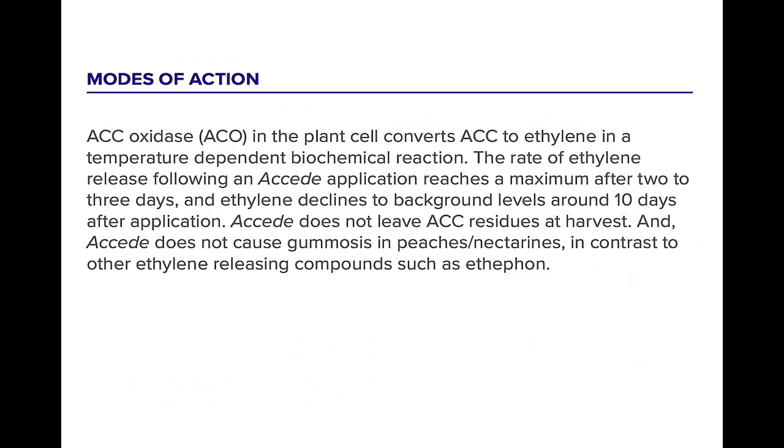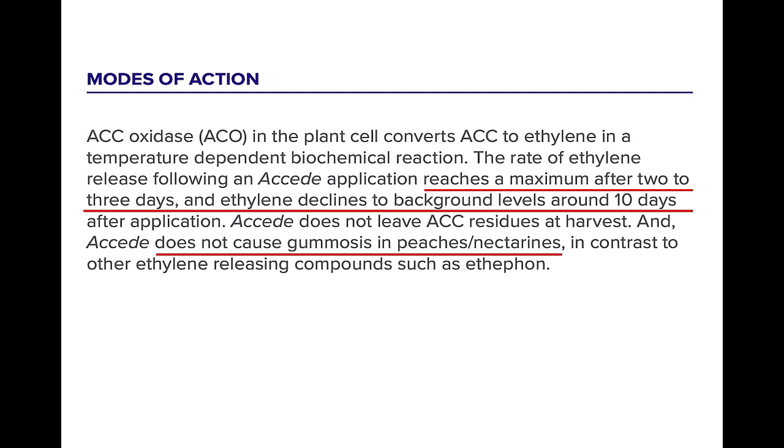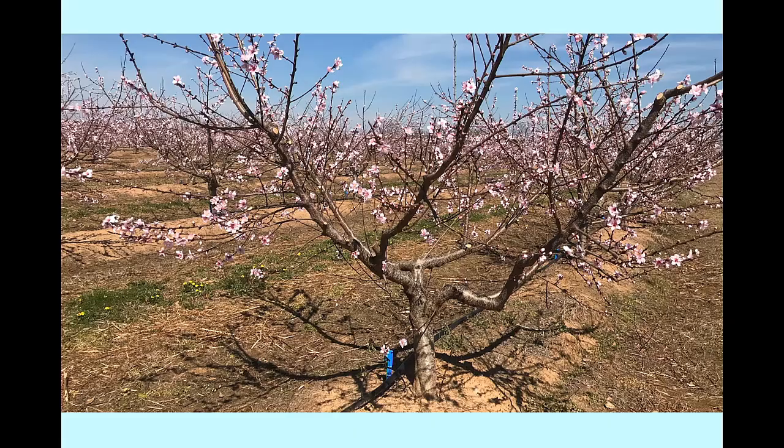Once you apply Accede, the ethylene production happens between 2 or 3 days later. That's when you expect to have the maximum effect. And then over the next 10 days, it declines to levels from before application. One of the differences compared with ethephon is that it doesn't cause gummosis in peaches. So we did several trials in the upstate, in the Ridge, with different species, and it's labeled for bloom thinning.